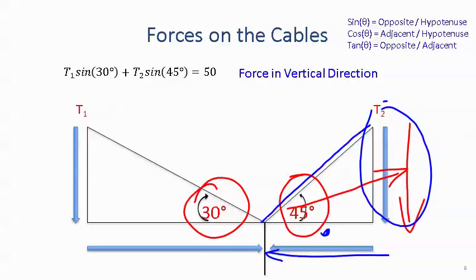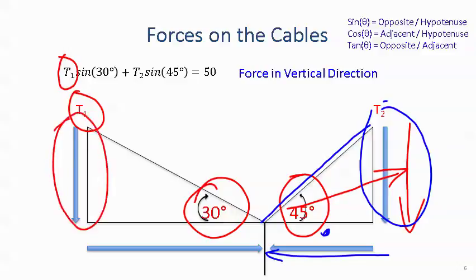In the vertical direction, we've got our tension 1, and we have the sine of 30 degrees in order to obtain the vertical component. And then we have tension 2 times the sine of 45 degrees in order to get the vertical component of that. And we know that together the weight of our object is 50 newtons.